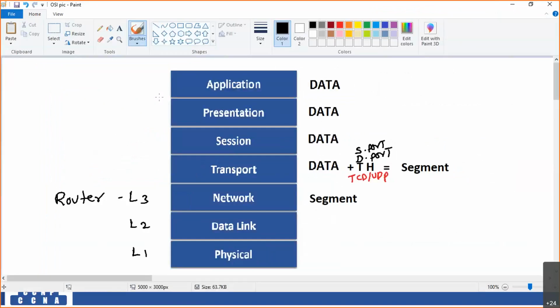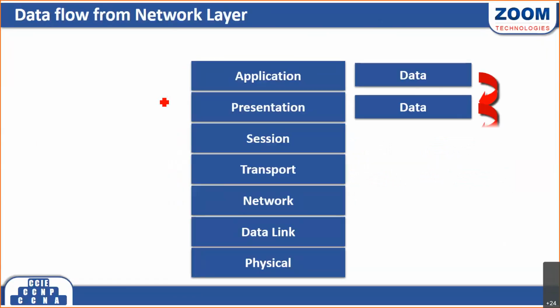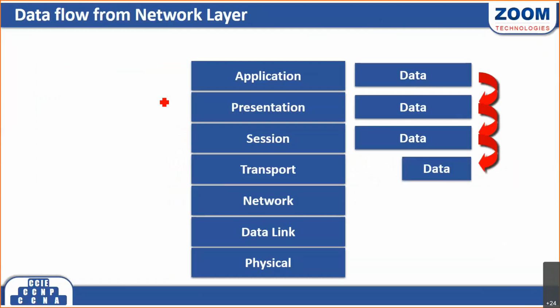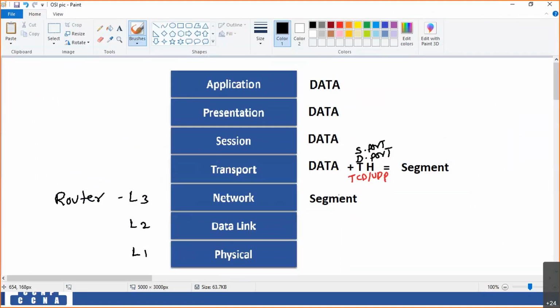So data flows from application to presentation, presentation to session, session to transport. The transport layer adds transport headers, which contain the source port, destination port, and TCP or UDP information. Combined, we call it a segment. The segment comes to the network layer, which also adds a network header, NH. Segment plus network header combined is called a packet, an IP packet.